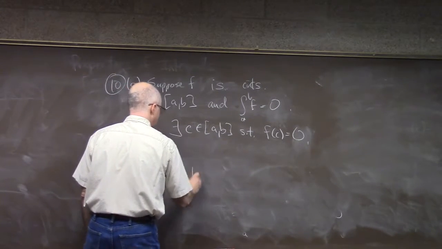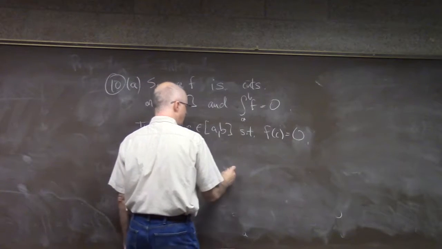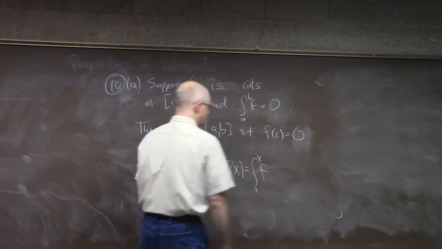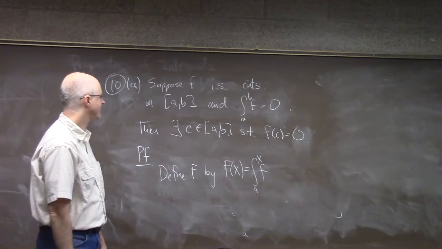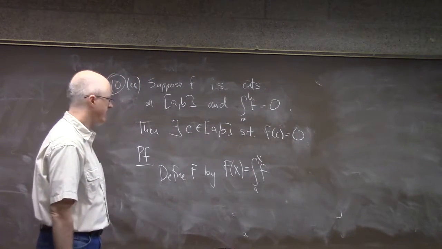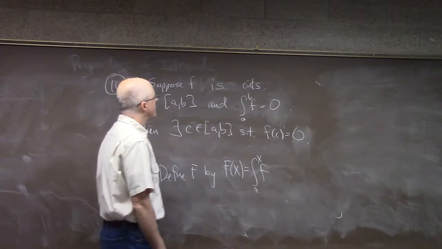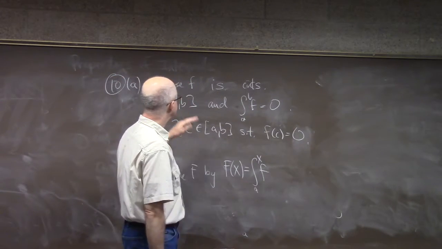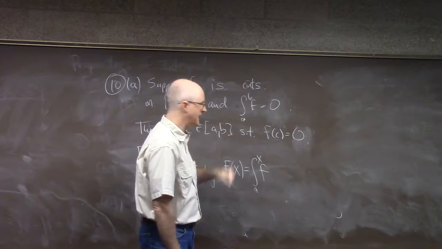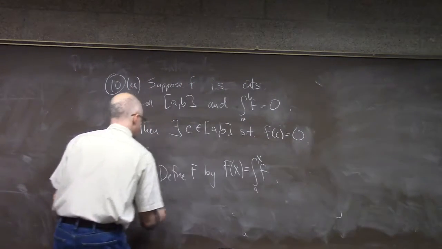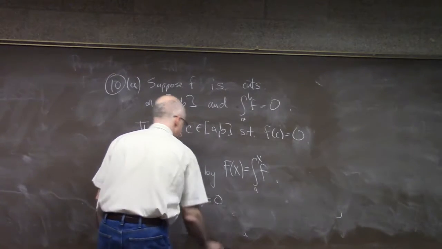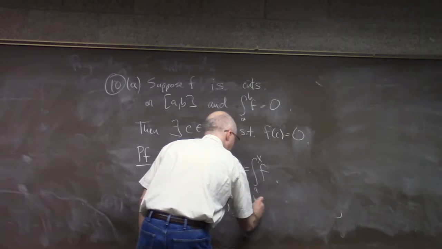Define capital F, whose domain is the interval from a to b, by the equation capital F of x is the integral from a to x of little f. By the fundamental theorem of calculus, capital F prime equals little f over the entire interval, because little f is continuous over the entire interval. We're assuming the integral of little f from a to b is 0. That means capital F of b must be 0.